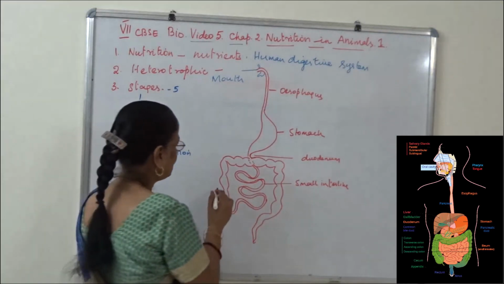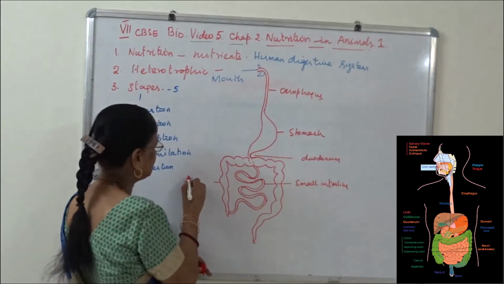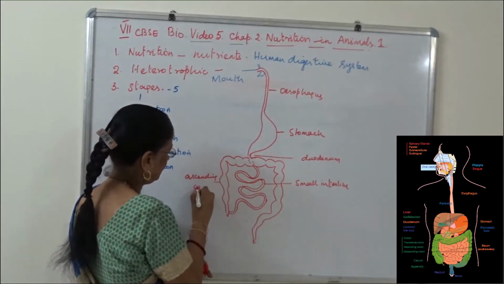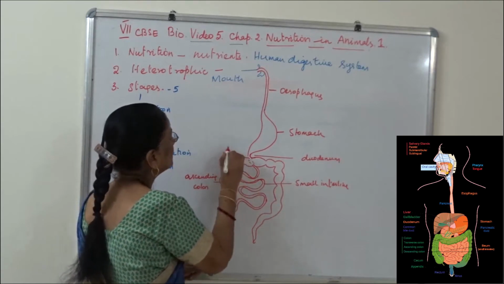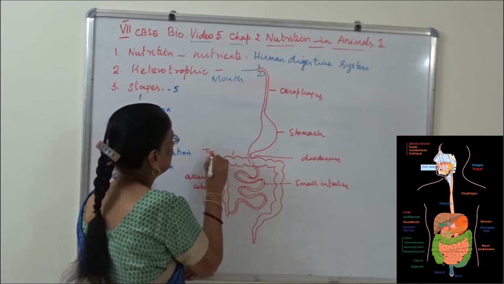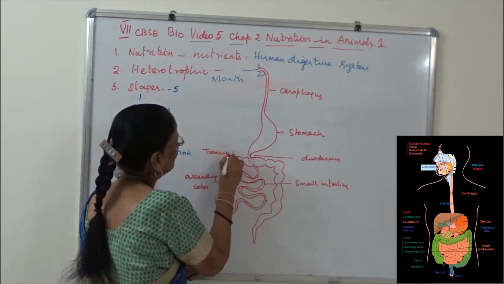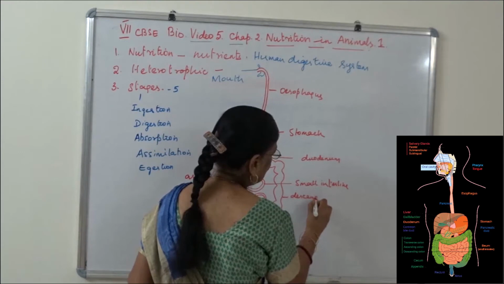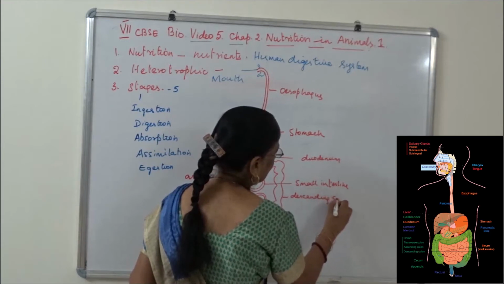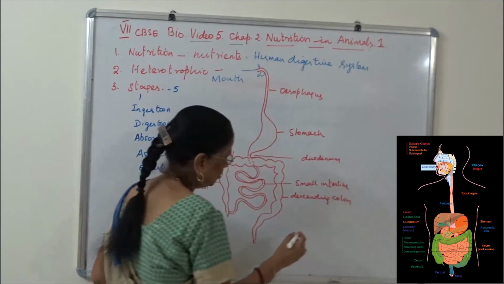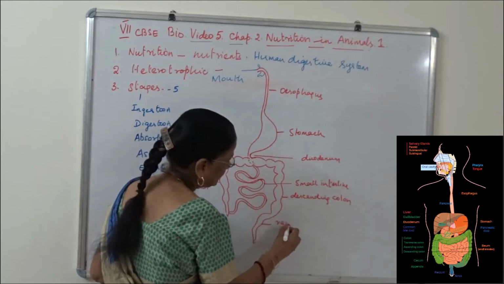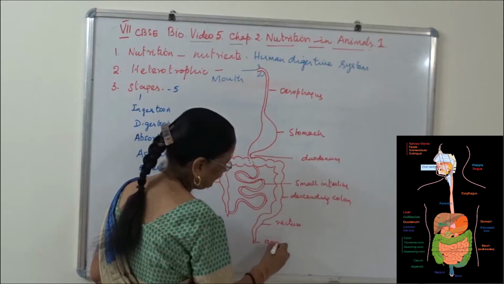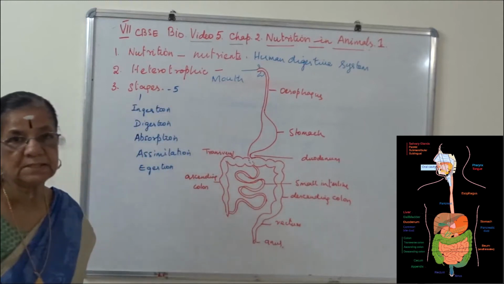Now this large intestine: this is called the ascending colon, this is the transverse colon, and this is known as the descending colon. Following that are the rectum and anus. I hope you understand this.